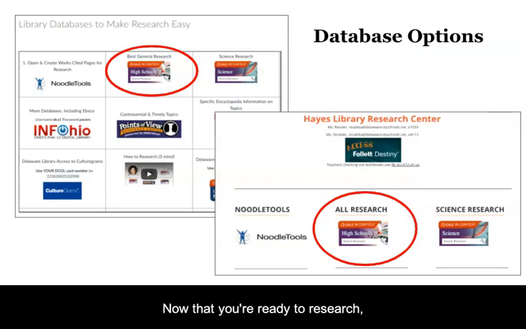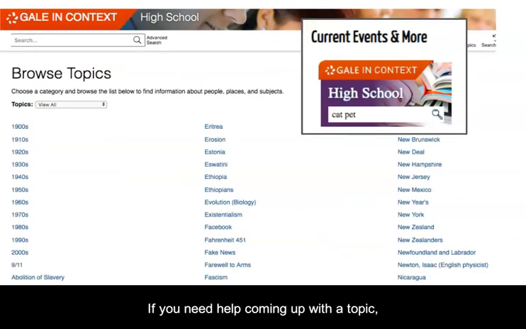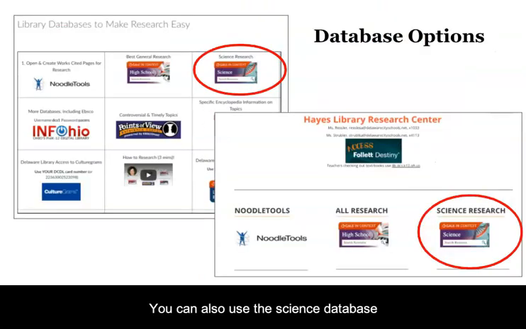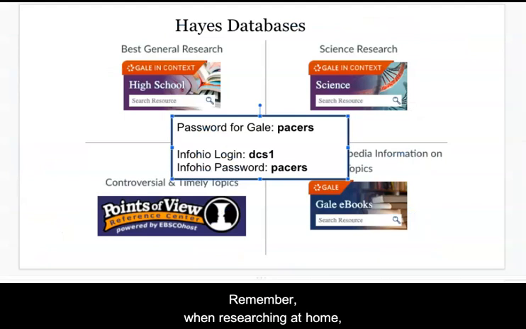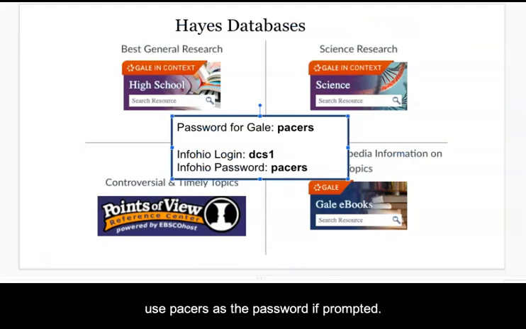Now that you're ready to research, start with Gale High School. If you need help coming up with a topic, they even provide a list. You can also use the science database if you are looking for information on science topics. Remember, when researching at home, use Pacers as the password if prompted.